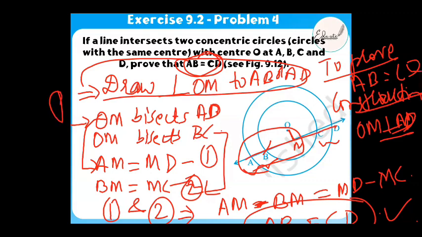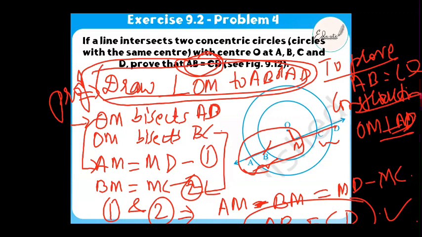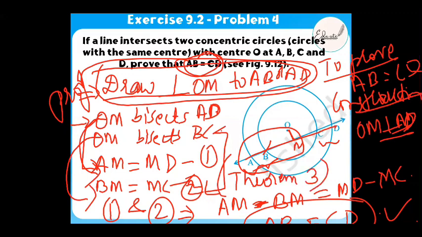This is a proof, okay? This is the construction: draw perpendicular OM to AB and AD. This is the proof. OM bisects AD, so AM is equal to MD. OM bisects BC, so BM is equal to MC. What is the theorem, beta? Do you remember which theorem? Theorem number 3, right? What does it say? When a perpendicular is drawn to the chord, then it divides the chord into two equal parts; it bisects the chord, that's all. So theorem number 3, equation 1 and equation 2. So 1 minus 2 gives you AB is equal to CD.